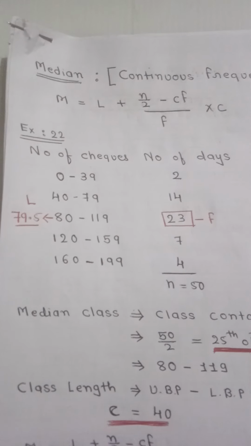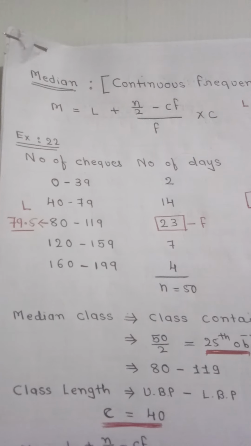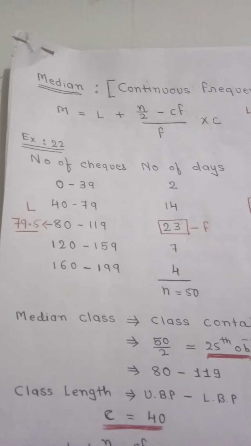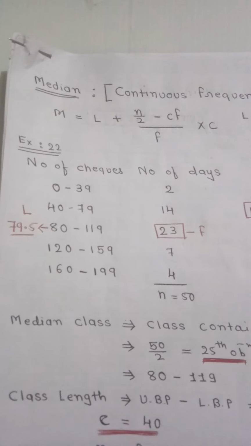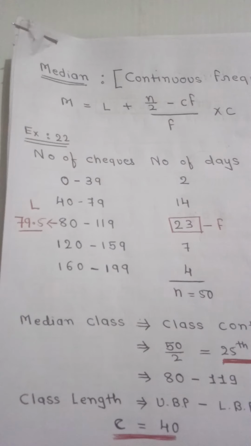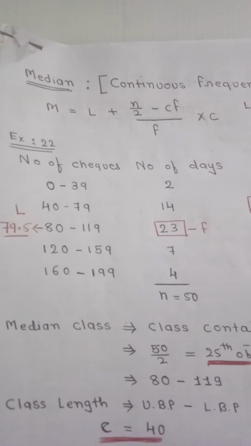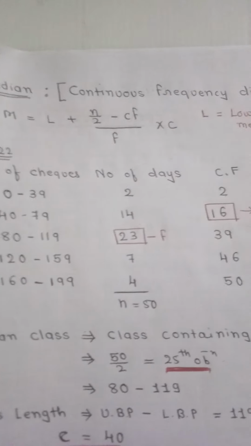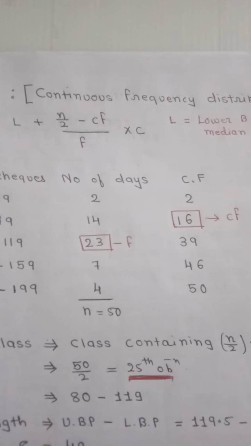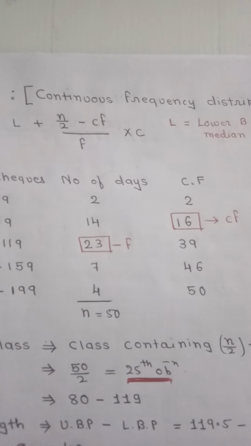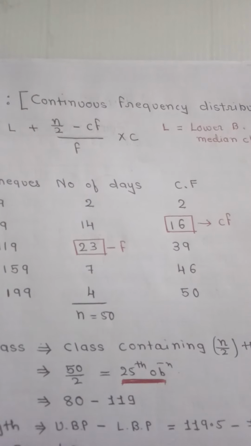So the lower boundary point, because these are inclusive classes, is found by subtracting 0.5. So 79.5 is your lower boundary point, and the upper boundary point will be 119.5. So here our L will be 79.5. Now we already know N/2, 50 by 2 is 25. Now what is CF? The cumulative frequency previous to the median class. The median class cumulative frequency is 39, so previous to it, it is 16. So 16 is your CF.